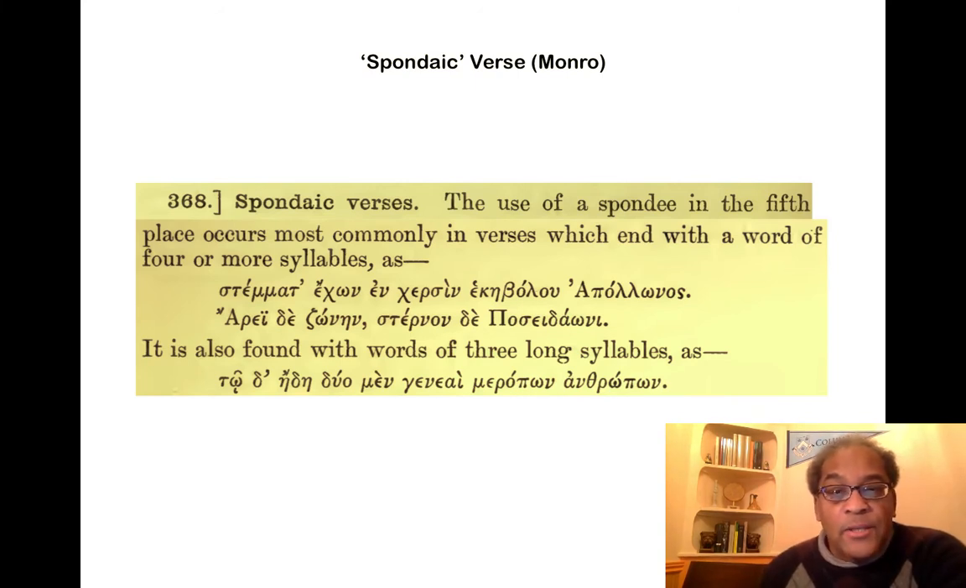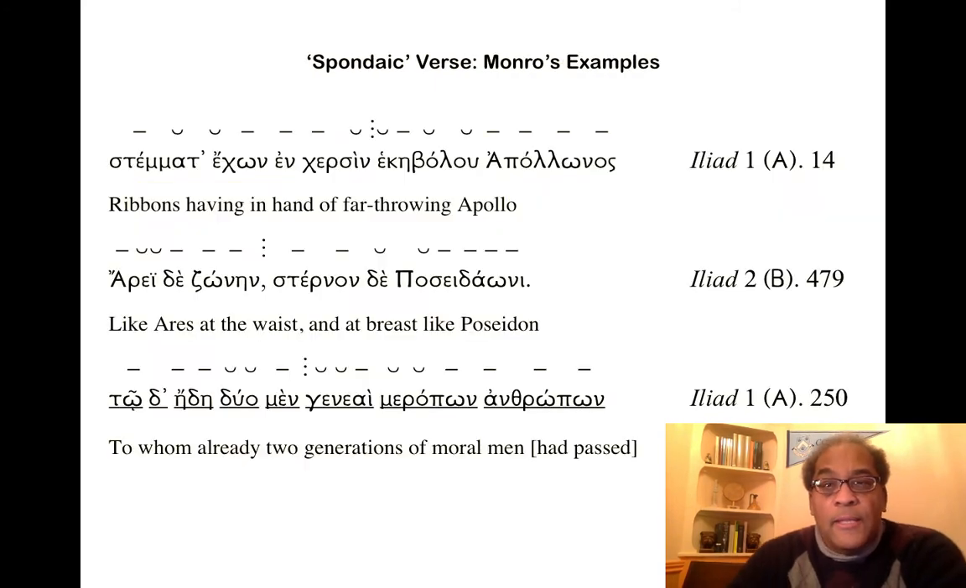It says it is also found with words of 3 syllables, such as "toi ede duomen genea meropon anthropon." So let's look a little more closely at these verses that Monro gives us as examples.